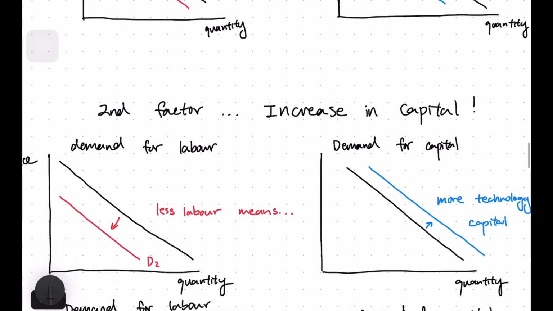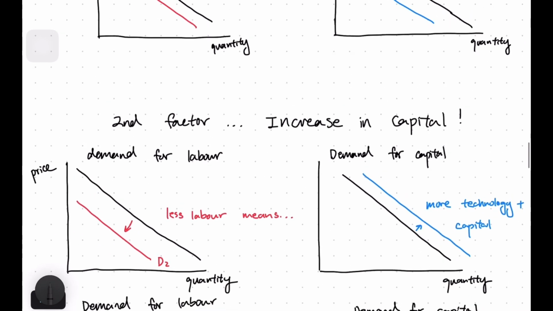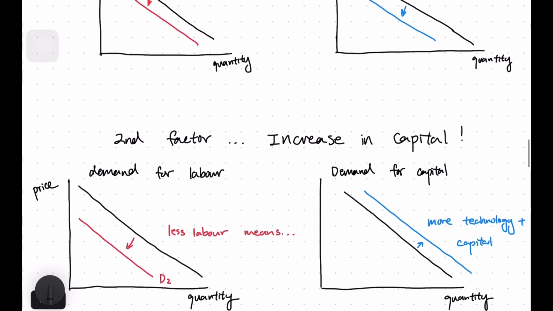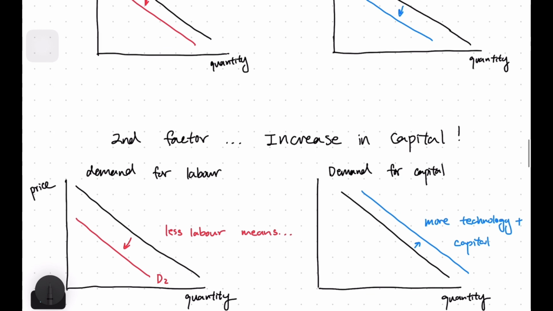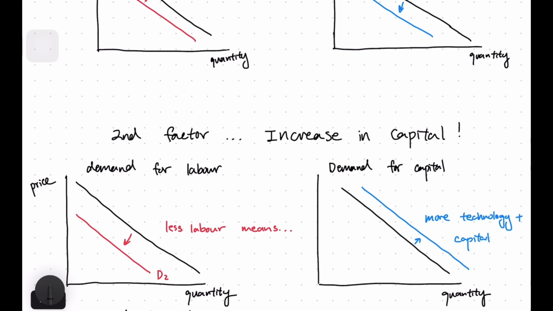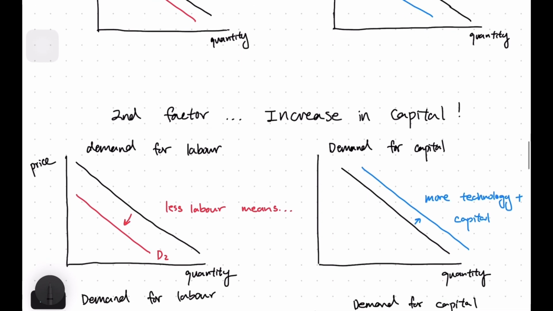The second one is an increase in the price of capital that could lead firms to substitute capital for labor. This means that firms would use less labor and more capital in their production process, which could lead to a decrease in the demand for labor. As a result, the demand for labor curve would shift to the left, indicating that firms are willing to hire fewer workers at any given wage rate.